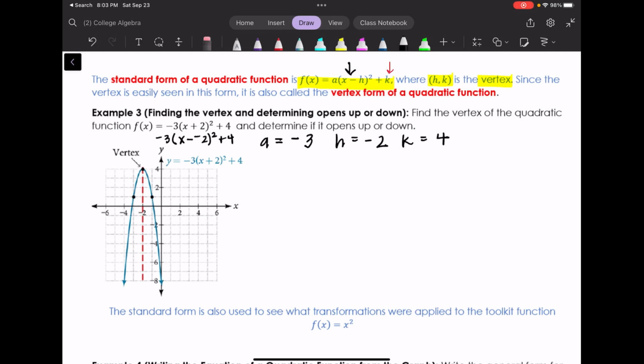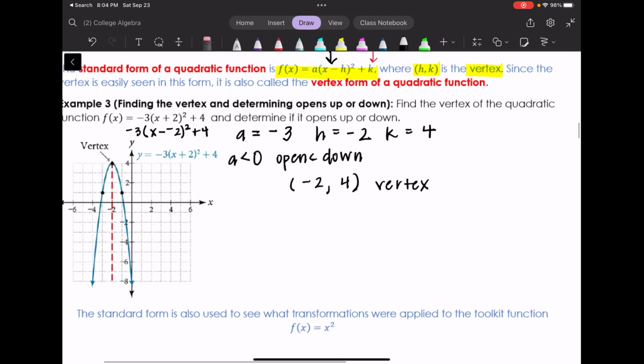So to pull all those out, first thing is because a is less than 0, this is going to open down. So that's the first thing. And then we can find the vertex just based on pulling the value of h and k out. So the vertex will be located at h comma k, or -2 comma 4. And now we've got everything we need.